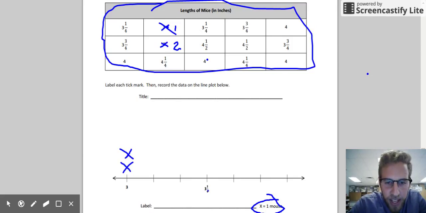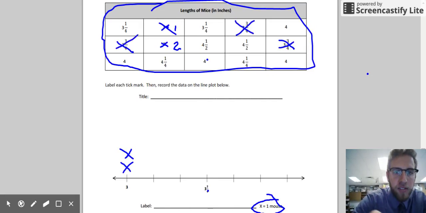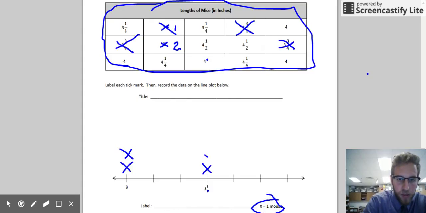And then looking at 3 and 3/4, which it gives us 2. Let's find that. Here's 1 3 and 3/4 inch mouse. Here's a second mouse that's 3 and 3/4. Here's a third mouse that's 3 and 3/4. I think that's it. So let me draw 3 X's. 1, 2, 3.